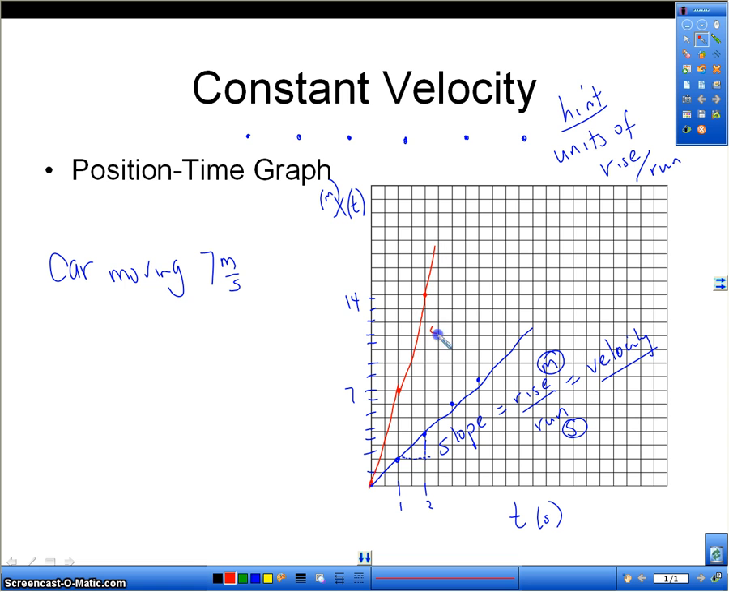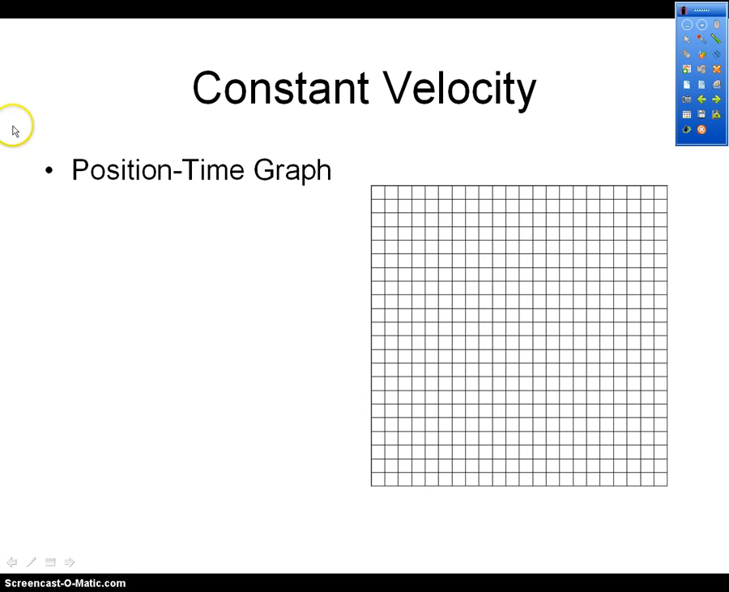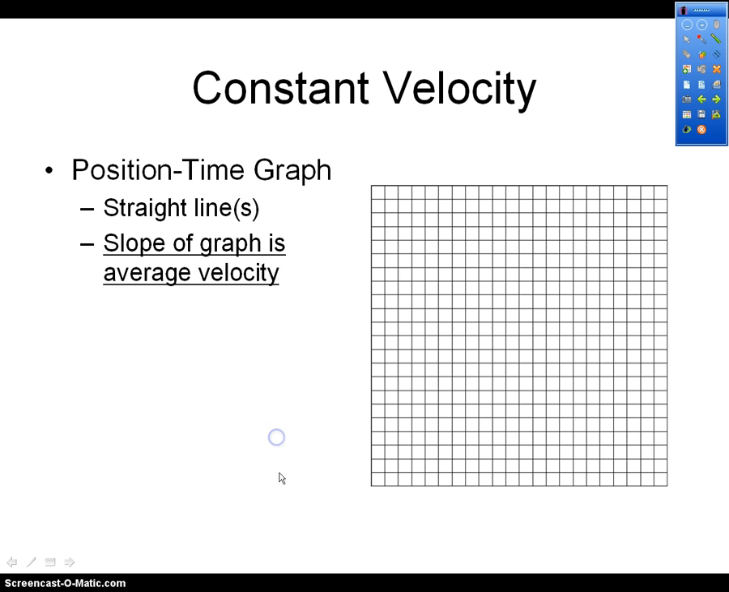And the slope of that line would be equal to 7, rise over run. 7 over 1, 7 meters over 1 second, or 7 meters per second. Okay? So that's how that works. So you get straight lines. The slope of the graph is the velocity. And you can also see this from this formula, velocity's displacement over time.